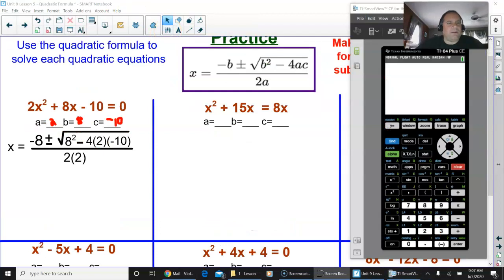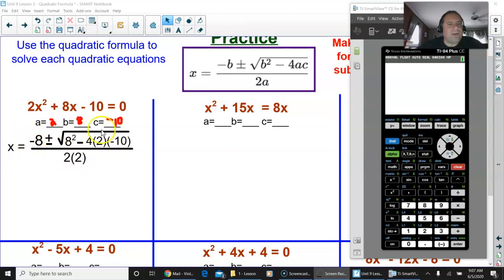Okay, so I substituted in. This is negative b. I'm looking at the quadratic formula. Negative b is 8, so I turned it to negative. Plus or minus, part of the formula, the square root of 8 squared, which is b squared, minus 4 times a, which is 2, and then times negative 10, which is the c, over 2 times a, which is 2 times 2 is 4.